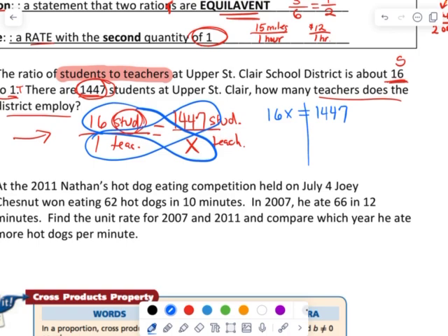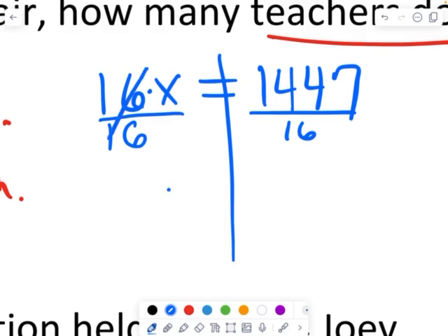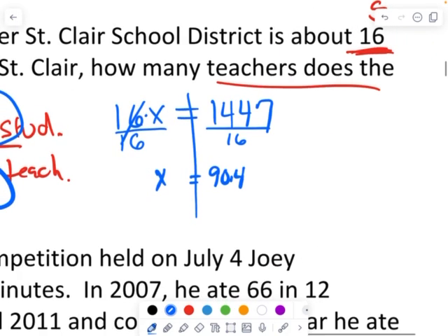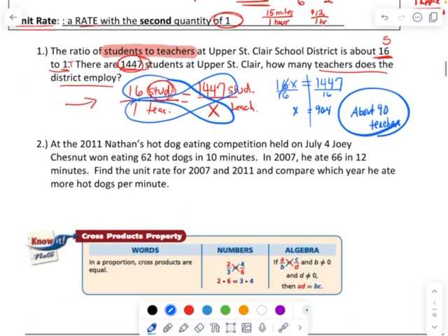16x equals 1,447. Now we have a one-step equation. I look and see, well, 16 times x, so to undo multiplication, I'm going to divide by 16. Divide by 16. And I get that x is equal to 90.4. So we really have about 90 teachers in the district.